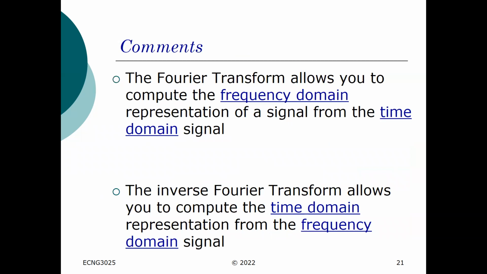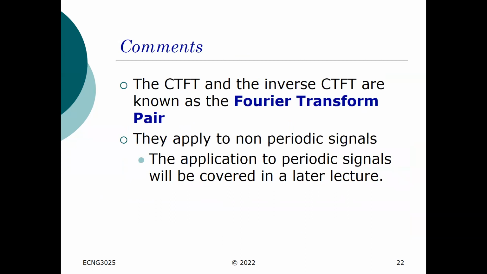So the Fourier transform allows us to go from the time domain to the frequency domain, and the inverse transform allows you to go from the frequency domain back to the time domain. The two of them are known as, of course, the Fourier transform pair, because all transforms have to have a forward and a reverse part. And most importantly, they apply to non-periodic signals. Right? The Fourier transform applies to non-periodic signals.